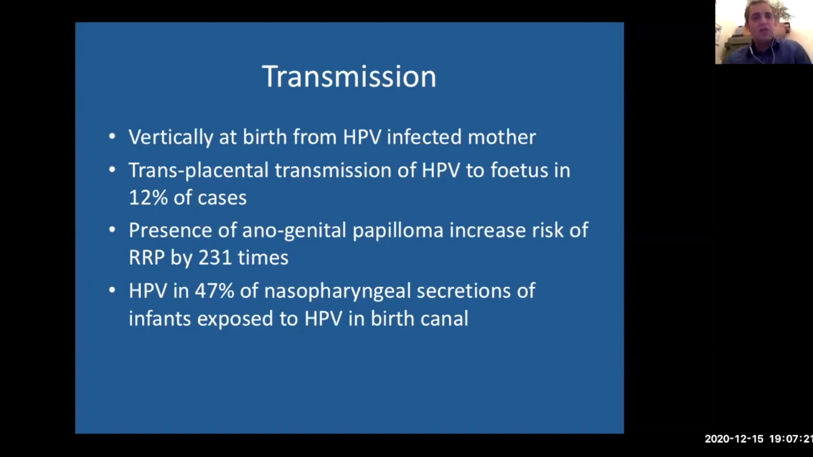If we look at the transmission, we know that it's vertically transmitted at birth from an HPV infected mother. We know that 12% of cases will have transplacental transmission of HPV to the fetus. In the presence of anogenital papilloma, the risk of developing RRP increases 231 times. And if you analyze nasopharyngeal secretions in these babies, 47% of them will have HPV present in their secretions.